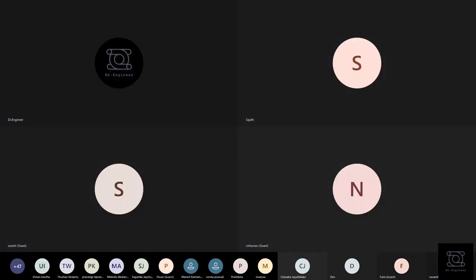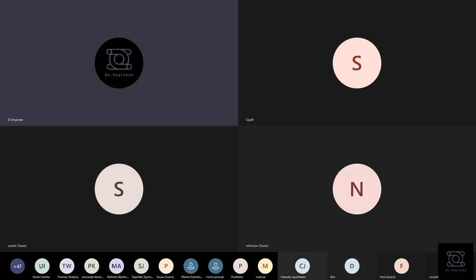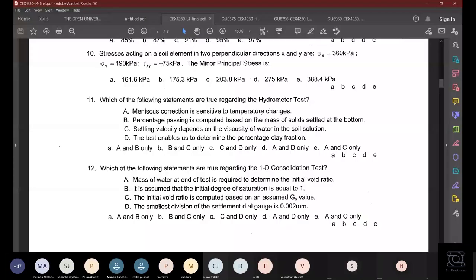Question number 11. Quickly, due to time constraints: which of the following statements are true regarding the hydrometer test? Meniscus correction is sensitive to temperature changes. No, we take the meniscus correction only once, right? That is an error caused by the hydrometer instrument, where we can't see the true reading. That doesn't change with the temperature. So A is wrong.